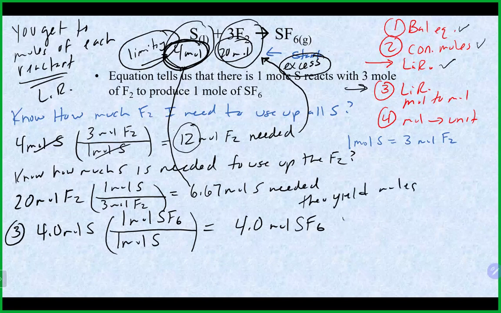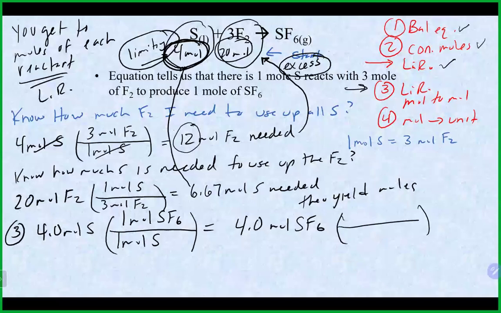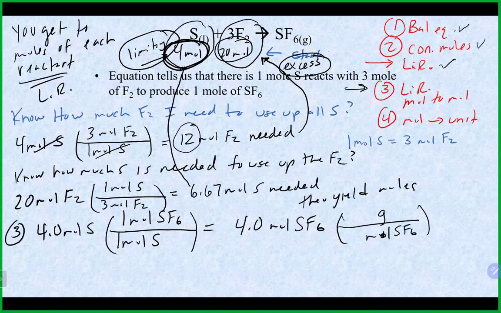Obviously, if you wanted grams, you could do the 4th step. We won't do it here, but you could use the molar mass from the periodic table, just like we did in the previous one, and get to your grams if you were looking for grams of SF6. So you could follow the same 4 steps that we did on a basic stoichiometry problem. You just got to take a moment and do one small calculation to figure out which one's the limiting reagent.